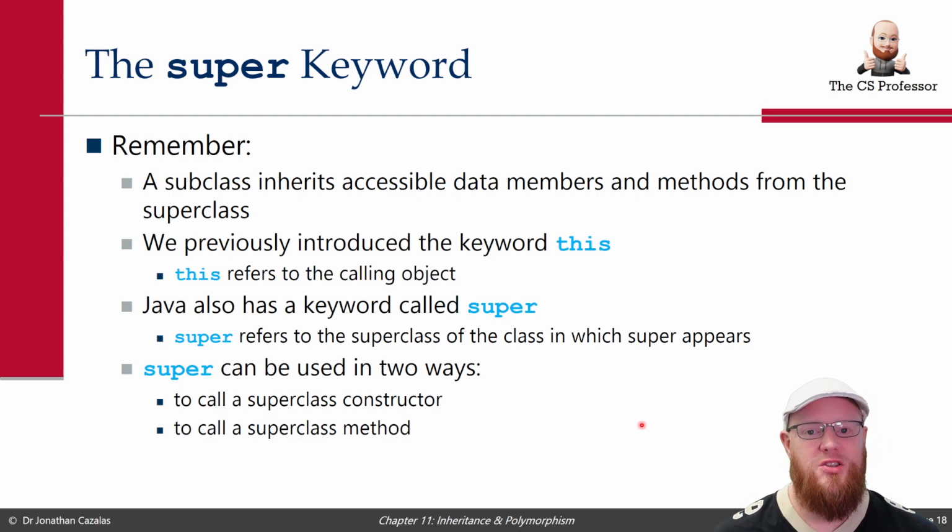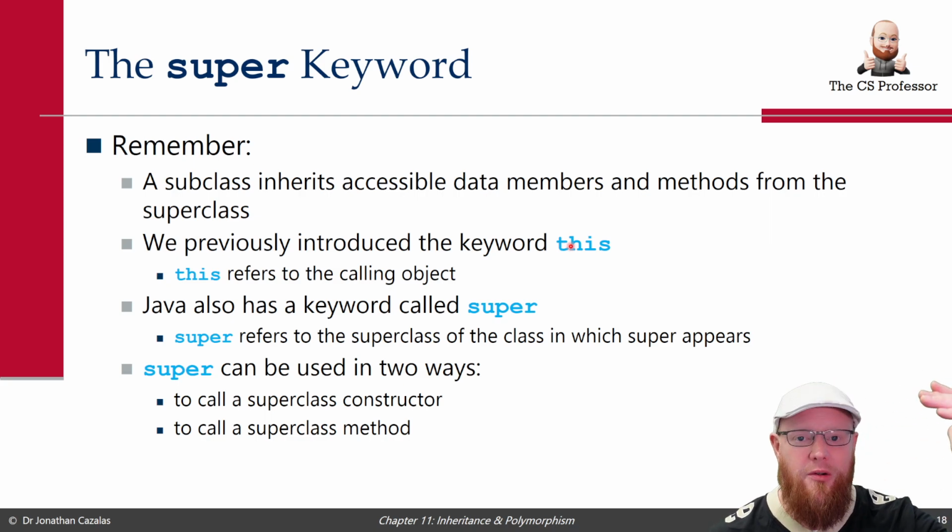A subclass, we said, inherits all accessible data members and methods from the superclass. We know that. And we previously introduced the keyword this. What does that keyword this do? It refers to the calling object. Well, Java also has this keyword super. What does that keyword super do? It refers to the parent class. It refers to that superclass of the class in which the keyword super appears.